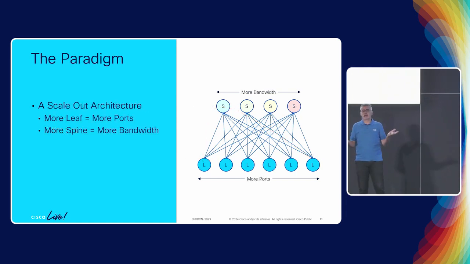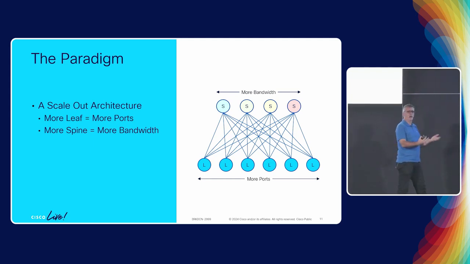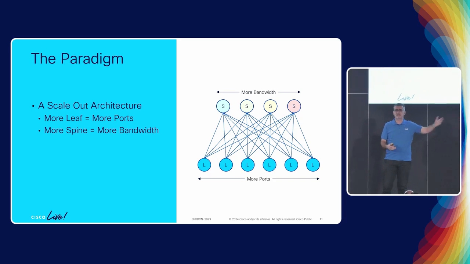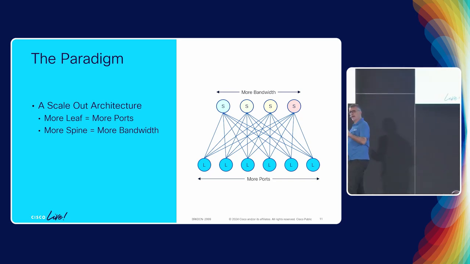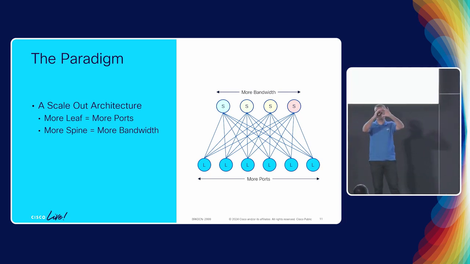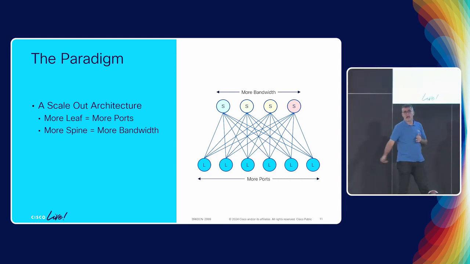And it is a scale-out architecture in the sense that depending on my needs, if I need more ports, if I need to connect more stuff to my fabric, I can increase the number of leafs that I connect to my fabric. If I need more east-west bandwidth, I can increase the number of spines that build the backplane of my fabric, right? So basic fundamental concept that hopefully you are very aware of.